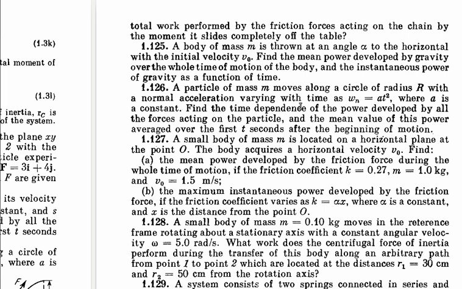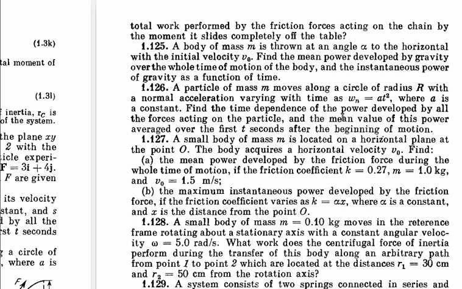Find the time dependence of the power developed by all the forces acting on the particle and the mean value of this power averaged over the first t seconds after the beginning of motion. The key point is that the particle is moving along a circle of radius r and the normal acceleration is given. But in case of any particle moving along a circle, normal acceleration is same as the centripetal acceleration, as you know.